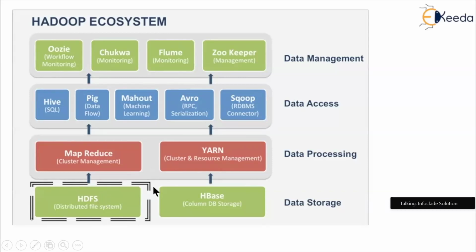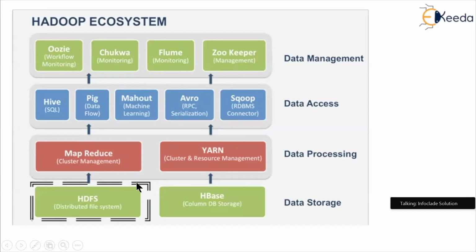If you see here, we have around 4 layers. Everything is dependent. You can see this is for data management, this is for data access, this is for data processing, and this is for data storage. We will discuss each and every component individually, so you will understand why we use Hadoop. We'll start with HDFS.